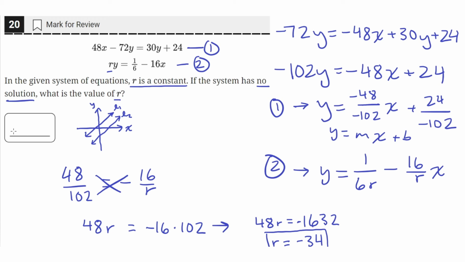So for an r value of negative 34, these two equations have no solution because they will be distinct parallel lines. We know they're distinct because 1 over 6 times negative 34 is not equal to 24 over negative 102. So that means that they have different y-intercepts, but the slopes, when we plug in a value of negative 34 as r, will be the same. So they'll be parallel lines. So r equals negative 34.